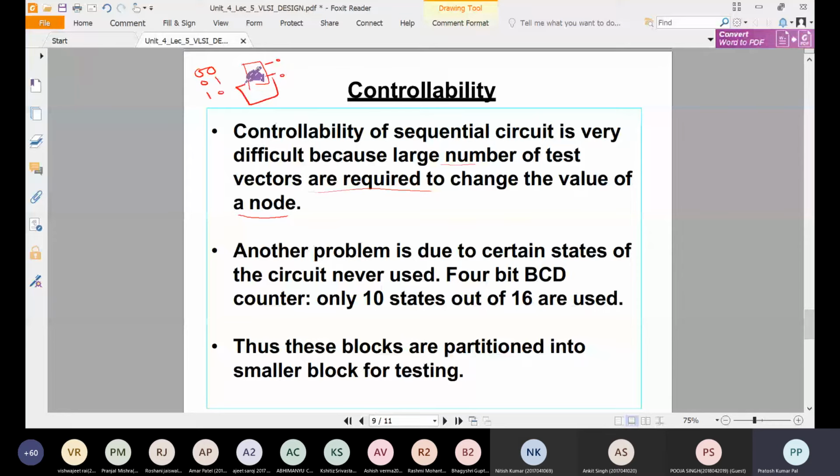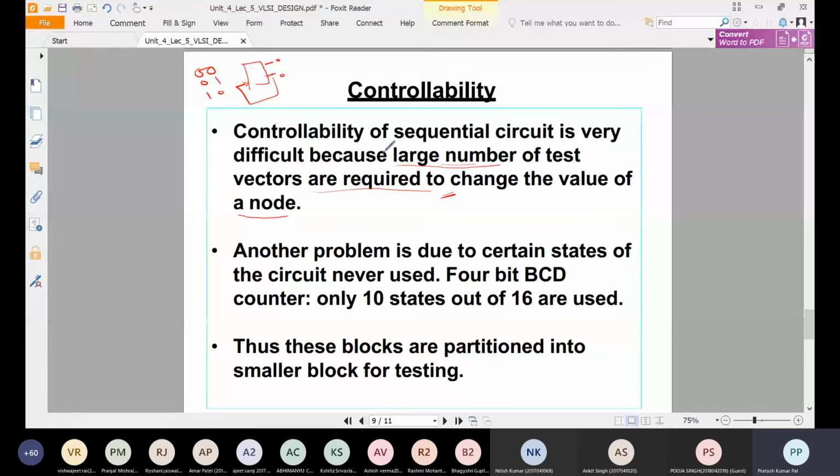This feedback may be keeping the output the same, or whatever desired output we require, it may not be providing that. So in that case, a large set of test vectors is required to change its value. So we should be taking care of that.